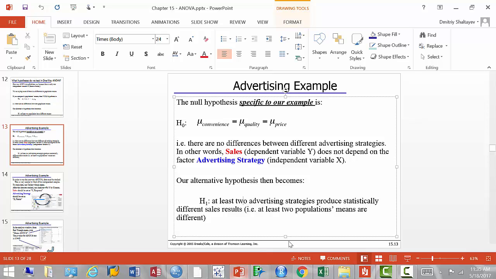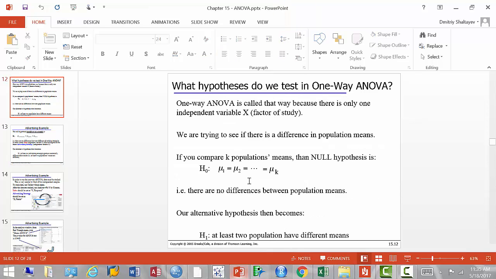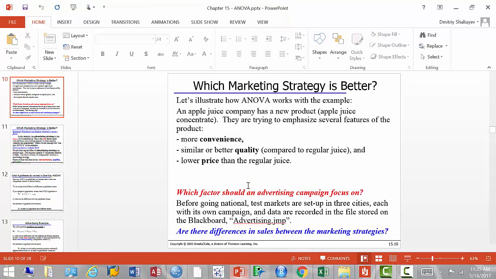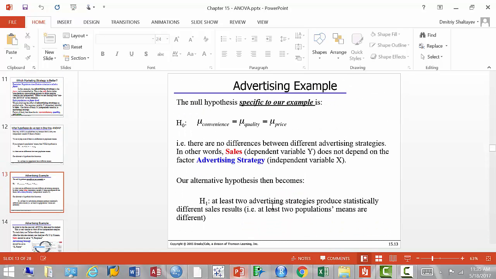Compare it against alpha. What alpha do I pick? In the absence of any indications, 5%. So here is my hypothesis that I'm testing. 0.0468 is my p-value, less than alpha. What do I do? Reject the null. And the null says that it doesn't really matter which advertising strategy you're picking. Well, I find differently, right? My test says that it does matter. At least two populations differ in terms of their means.